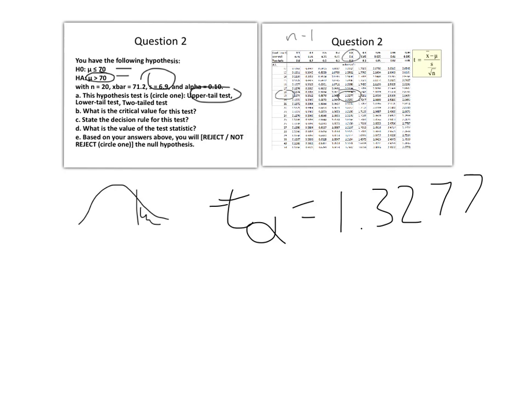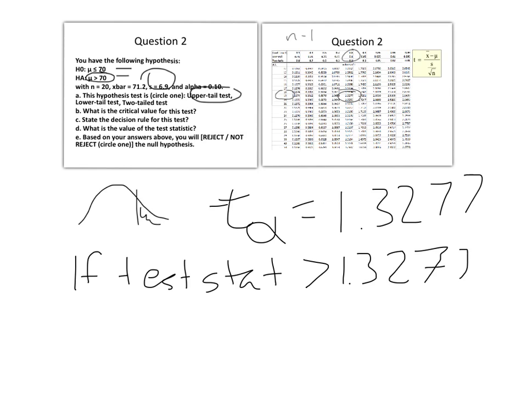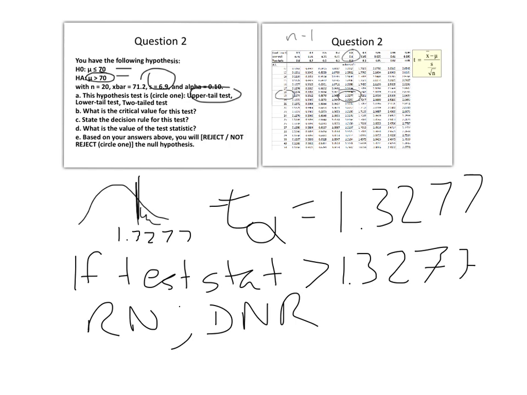State the decision rule for this test. Okay, now that we have our critical value, we would say if the test stat is greater than 1.3277, reject null, otherwise do not reject. So what that means here is that 1.3277 is this point right here, and anything above that is in the rejection region. So that's our decision rule.